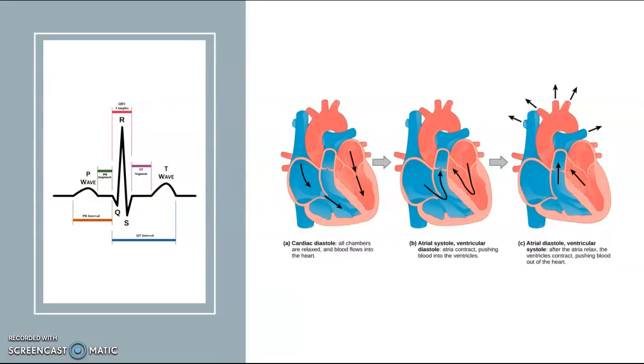When the SA node fires, atrial depolarization occurs and the atria will contract. We can see this in the P wave. The signal is sent to the AV node, and ventricular depolarization and atrial repolarization occur, making the ventricles contract, pushing the blood out of the heart, which we can see in this middle heart right here. The T wave represents ventricular repolarization. Here the chambers relax and the blood fills the heart.